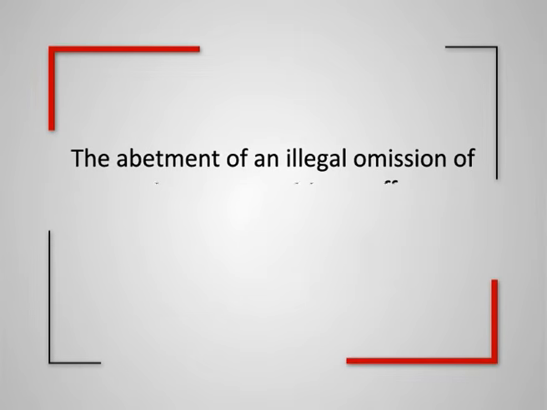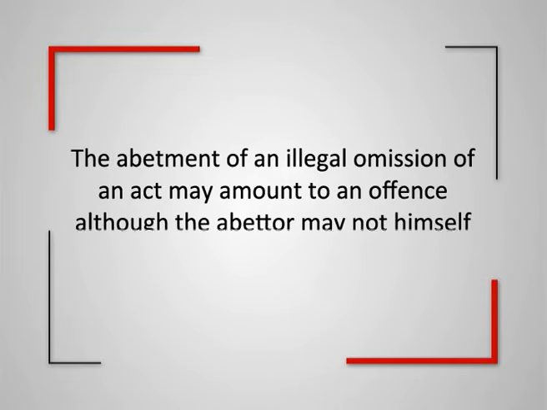Section 108 IPC defines abettor. A person abets an offence who abets either the commission of an offence or the commission of an act which would be an offence, if committed by a person capable by law of committing an offence with the same intention and knowledge as that of the abettor. The abetment of an illegal omission of an act may amount to an offence, although the abettor may not himself be bound to do that act.